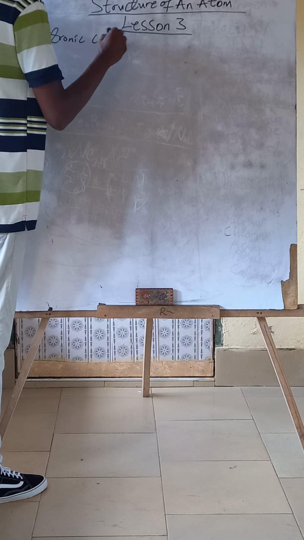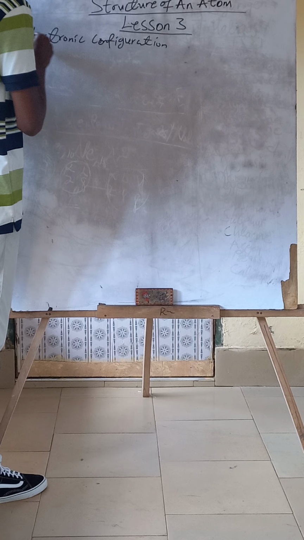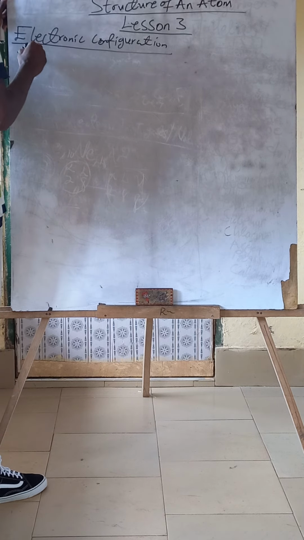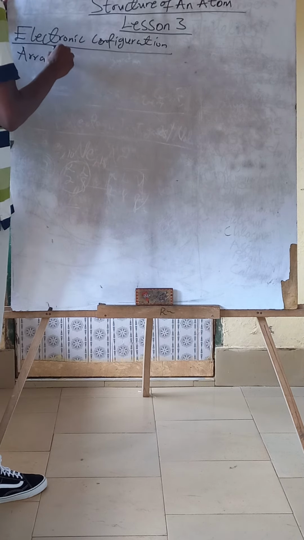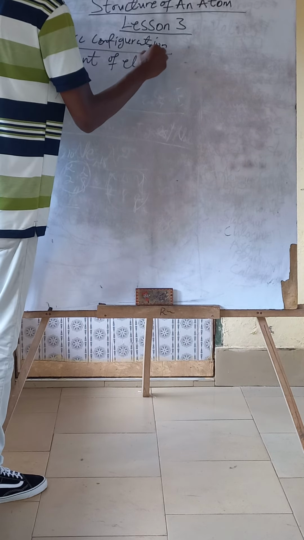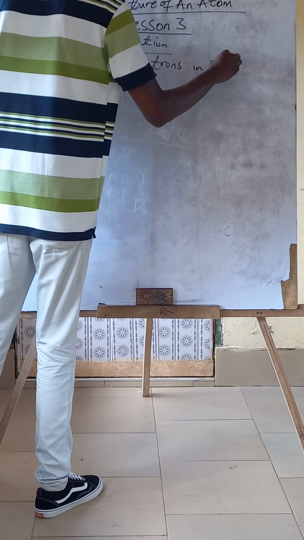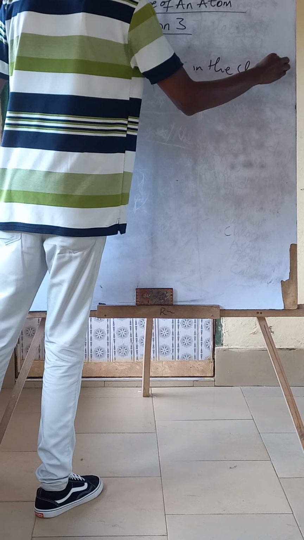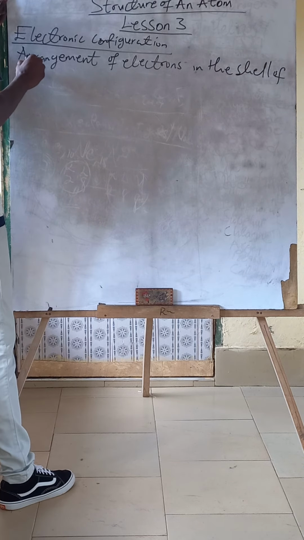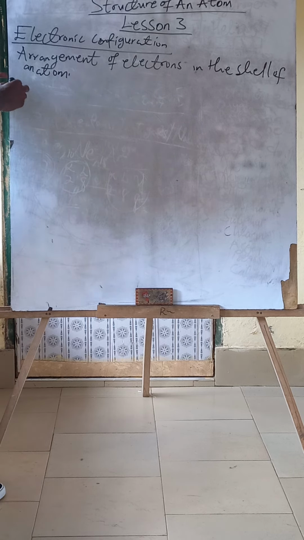Electronic configuration. So what is electronic configuration? It is simply the arrangement of electrons in the shell of an atom. As we move forward, I will explain this definition. So electronic configuration is the arrangement of electrons in the shell of an atom.